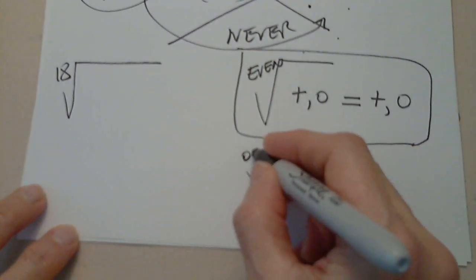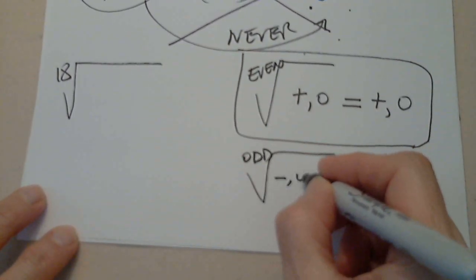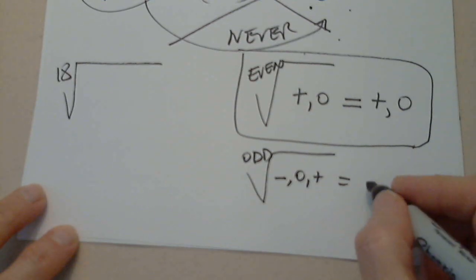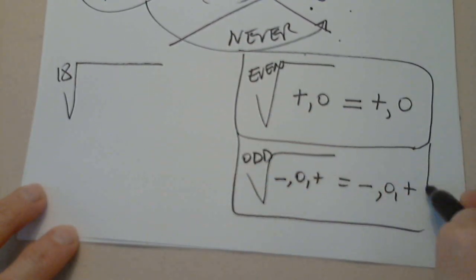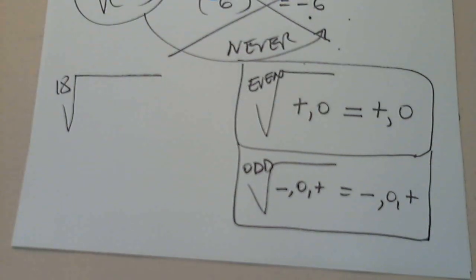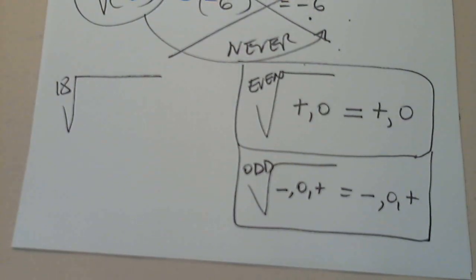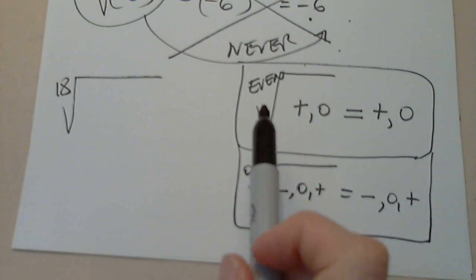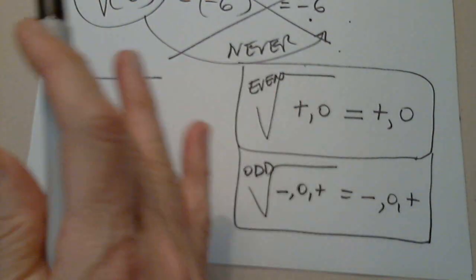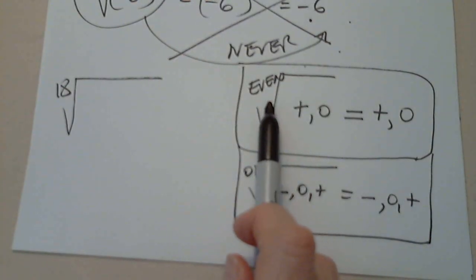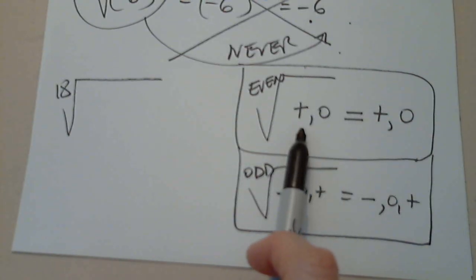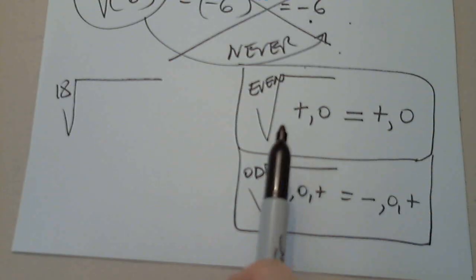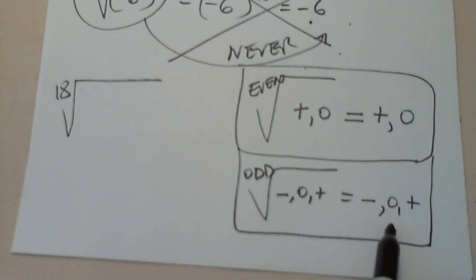But odd index: negative, 0, positive inside. Answer: negative, 0, positive. No discussion. No problem. None whatsoever. But if I have an even index and nothing else in front, of course, the answer must be positive or 0, and underneath I have to have positive or 0. But if the index is odd, I don't even think about it.